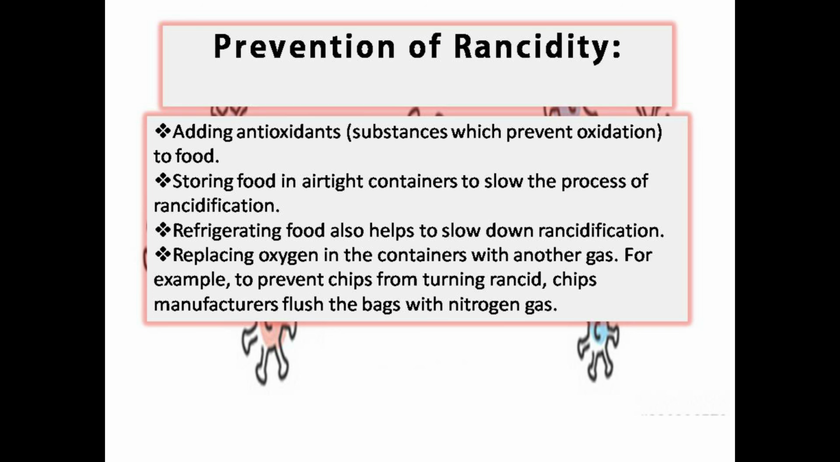Now, storing the food in airtight containers can also prevent rancidity by cutting the connection between the food material and the atmosphere. Now, refrigerating slows the growth of microorganisms, and this also prevents rancidity. Replacing oxygen in the containers with another gas, as in the example I gave earlier, replacing oxygen in the chips package with nitrogen, can prevent rancidity.